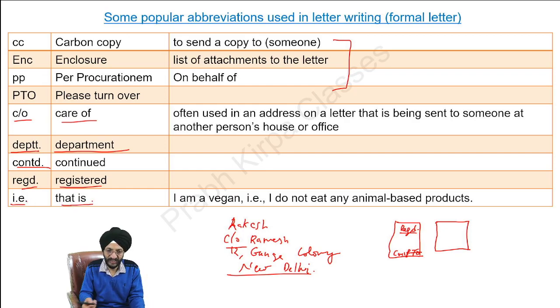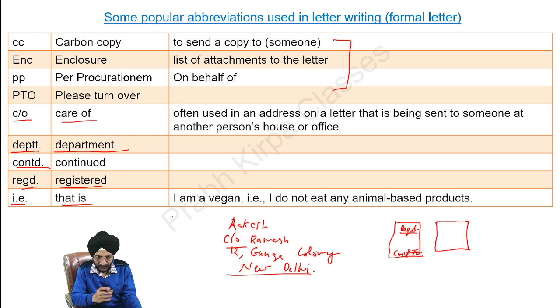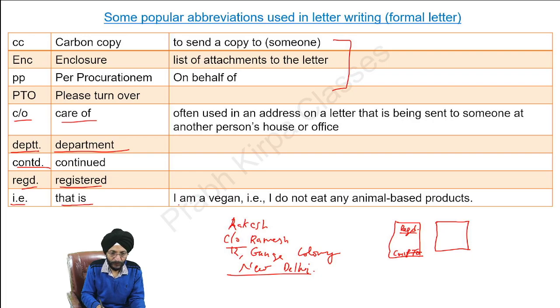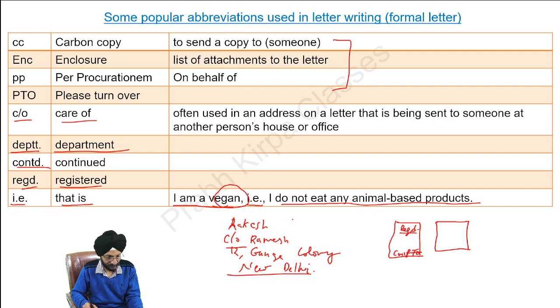It means that is, if you want to explain something, if you are writing I am a vegan, that is, I do not eat any animal based products. You are clarifying what is the meaning of vegan.